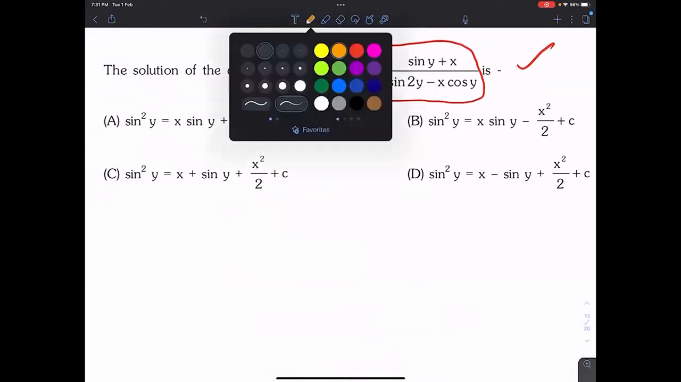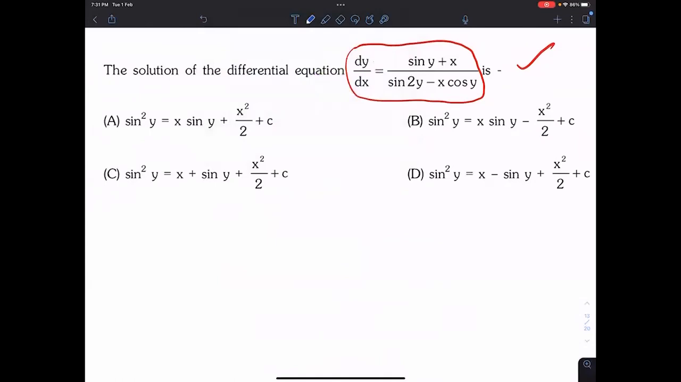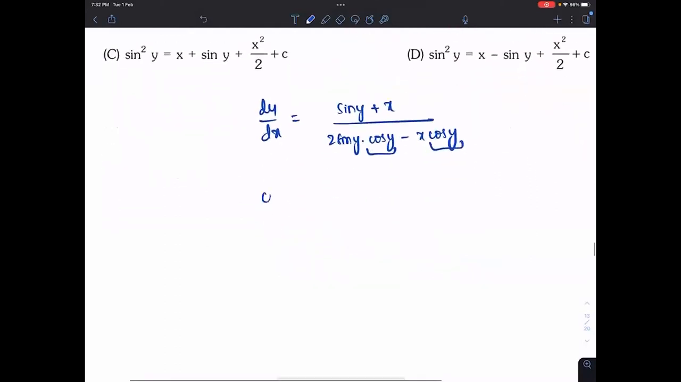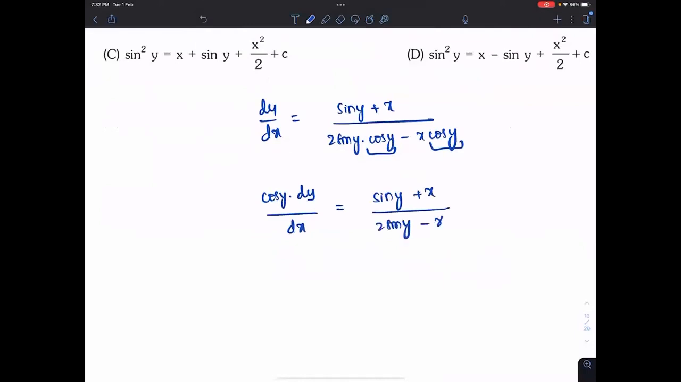Okay. First, like you see, what we do is here dy by dx, I can write this one as sine y plus x is there. And what is sine 2y? 2 sine y into cos y minus x cos y. I think from the denominator cos y will be common, and multiply it to the left side. What do you get is cos y dy by dx is equal to (sine y plus x) by (2 sine y minus x). This is what we are getting.